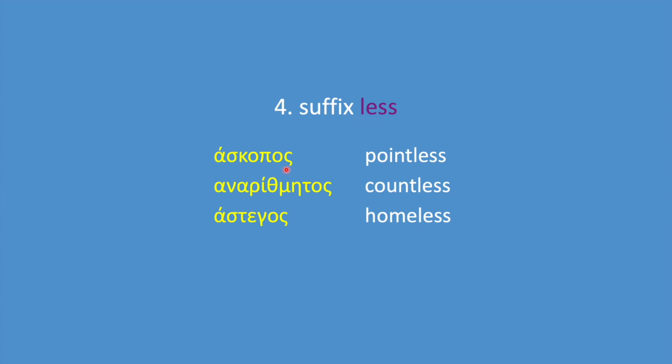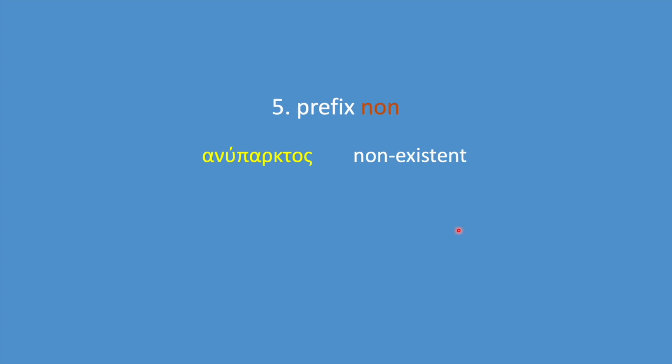Άσκοπος, pointless. Αναρρύθμιτος, countless. Άστεγος, homeless. Number 5, we use the prefix non.